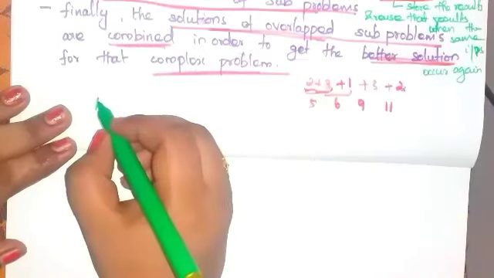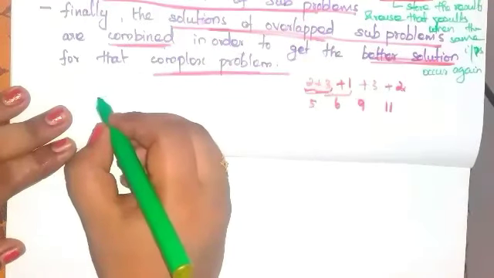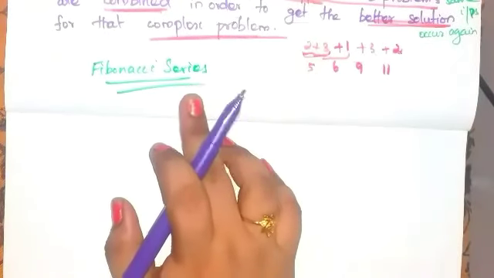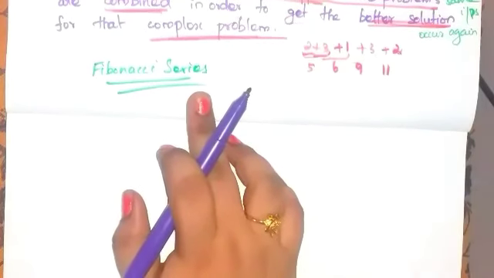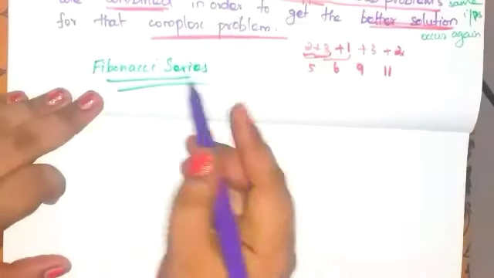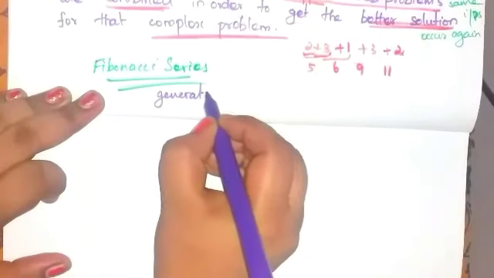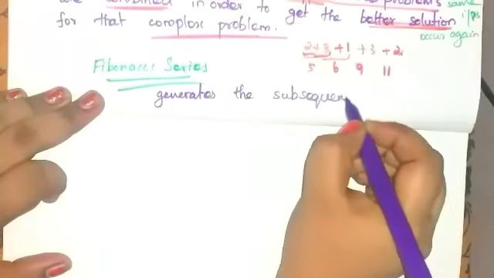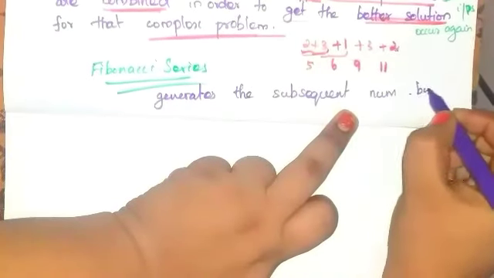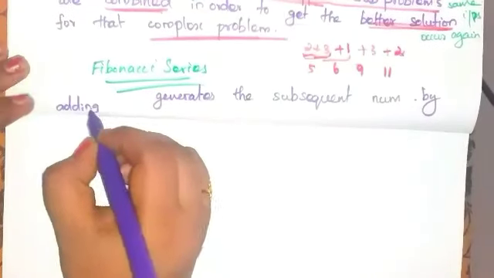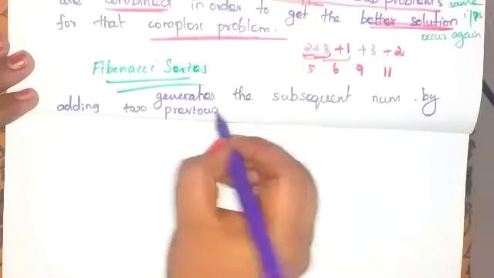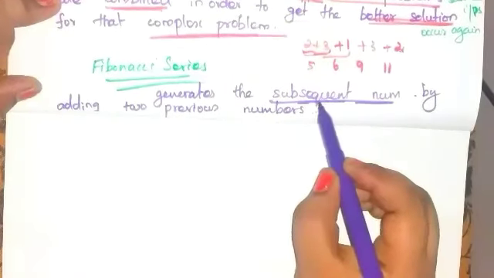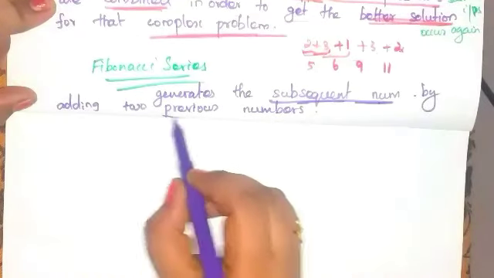Okay, let us see one example for dynamic programming, that is the Fibonacci series. What do you mean by Fibonacci series? This Fibonacci series generates the subsequent number by adding two previous numbers. By using this Fibonacci series, we will get the subsequent number by adding the two previous numbers.